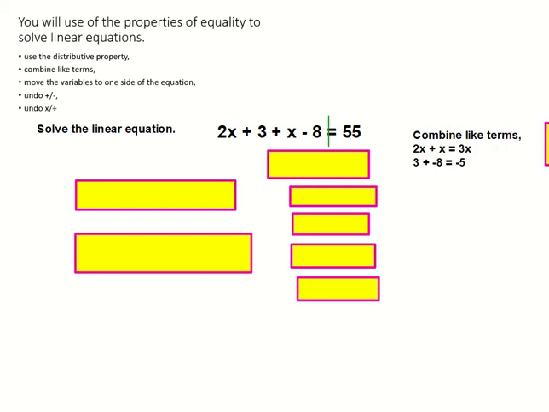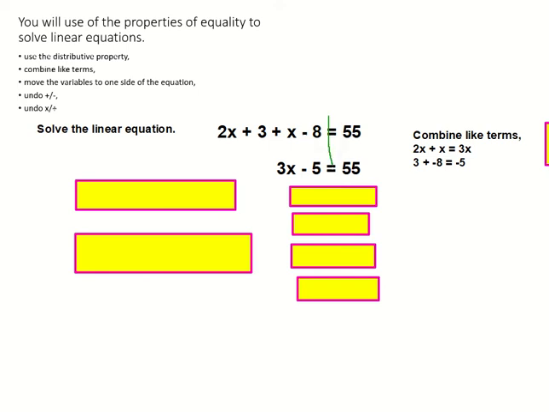2x plus x can be combined. That would give us 3x because 2x plus x is really 2x plus 1x, so that's 3x. And then your constants, your numbers without any x's, you have 3 plus negative 8, so that would give us negative 5. So when I combine my like terms over on the left-hand side of the equation, I have 3x minus 5, and then I bring down my equals 55.